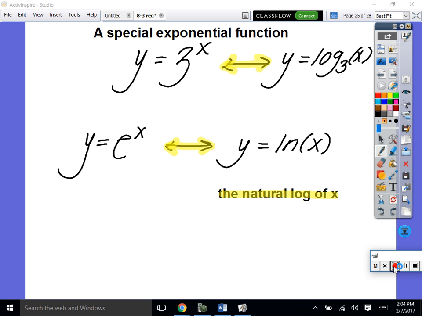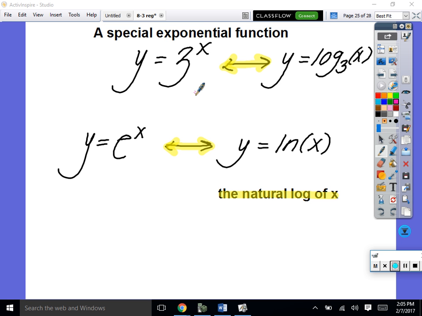Y is equal to base 3 raised to the x. What's the inverse? What do we do? Log base 3 of both sides. So base 3 undoes log base 3, and log base 3 undoes base 3.